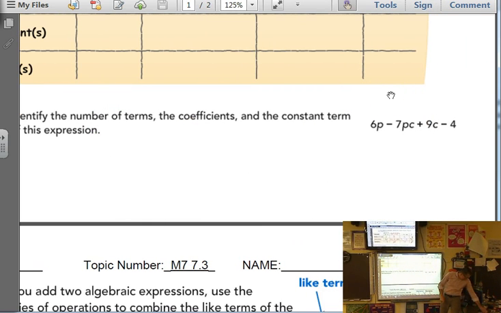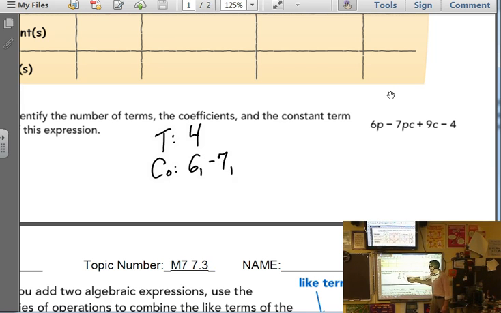So, Samantha sick. Dom, how many terms? 4. 4 different terms. What are my coefficients? Your coefficients are 6, 7, 9. Or 7, negative 7. And my constants? Negative 4.